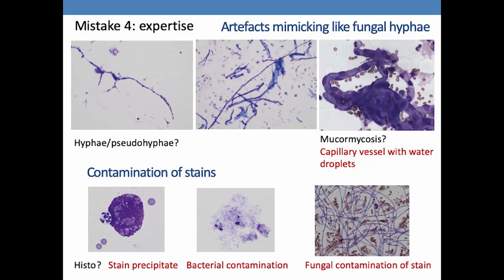Very good. Very good smear. What do you feel? Mucor? Broad, accepted. Van Hoek has become a good microbiologist. He said, no. What is it? These are capillary vessels with water droplets. Sometimes it may be like this, you can see in the microscope.